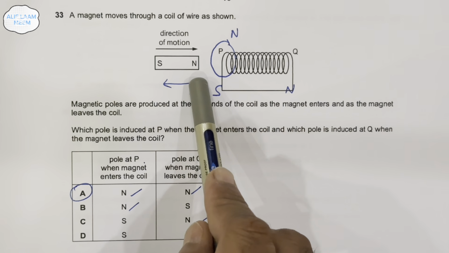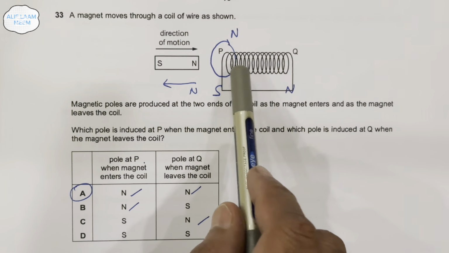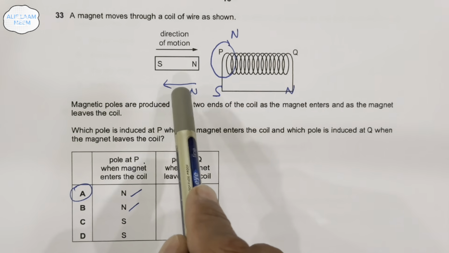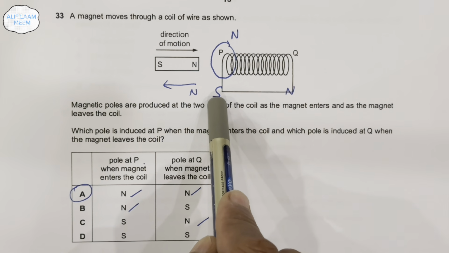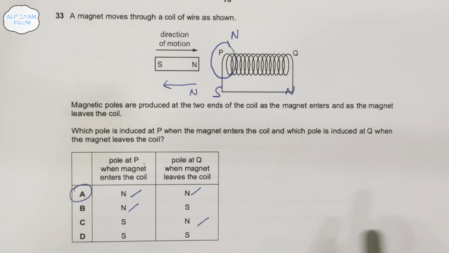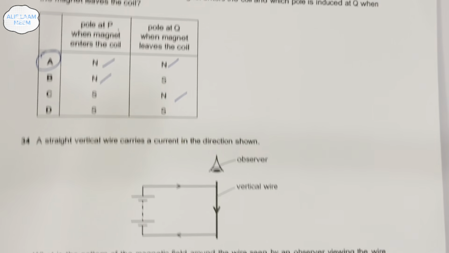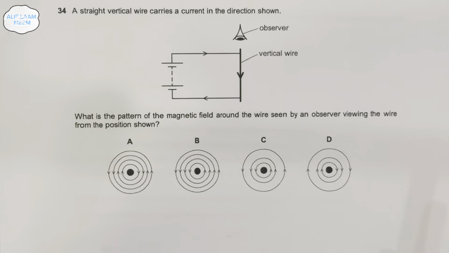When this is north and it is entering, this will oppose, so this will become north. And when it is leaving, it will oppose this movement, so it will become south. And if this end becomes south, this would become north. So this is how we have applied Lenz's law. This is a very beautiful question of Lenz's law. Moving to question number 34, this is the right hand rule.